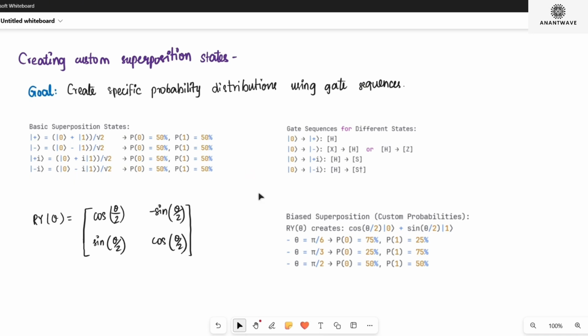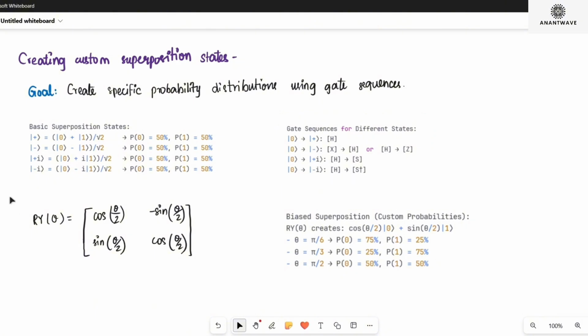We can achieve these states with gate sequences. Plus can be achieved by applying a Hadamard gate on 0. Minus can be achieved by first flipping ket 0 to ket 1 and then applying Hadamard. Plus i can be achieved by applying Hadamard and S gate on ket 0, whereas minus i can be achieved by applying Hadamard gate and S dagger.